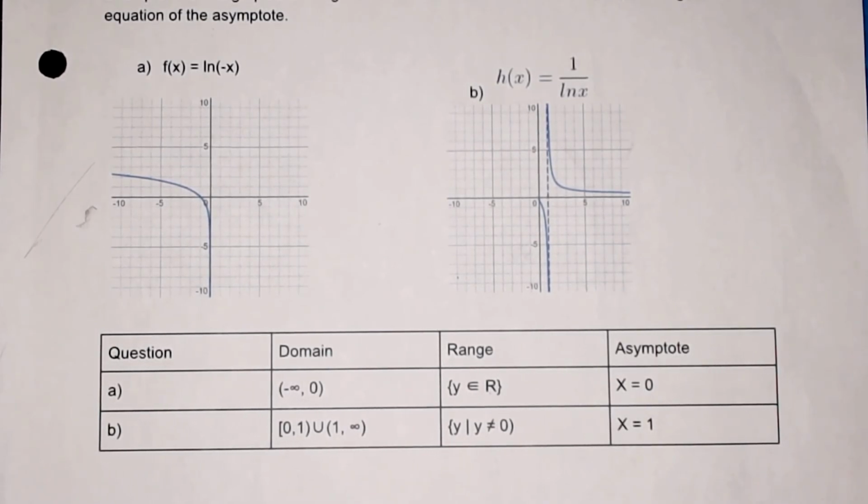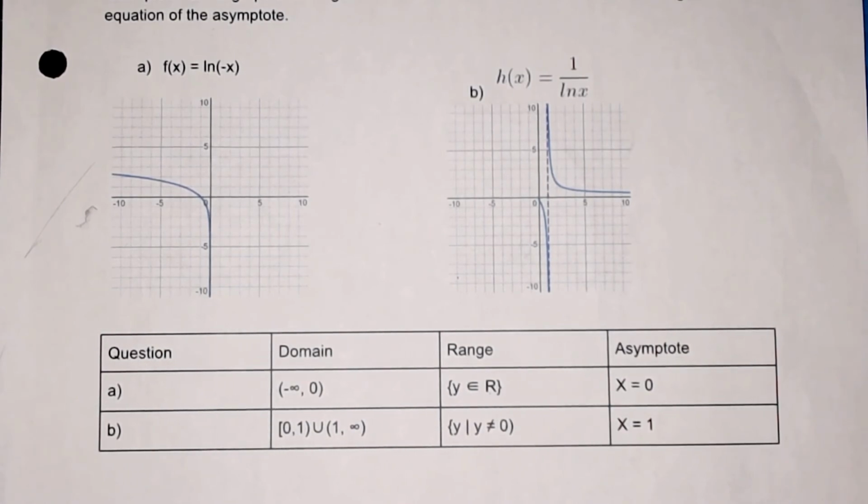So f of x is equal to ln of negative x. Remember, that will affect the x values. It's going to reflect them over the y-axis. So our domain is negative infinity to 0. Our range is all y values, and our asymptote is x is equal to 0.